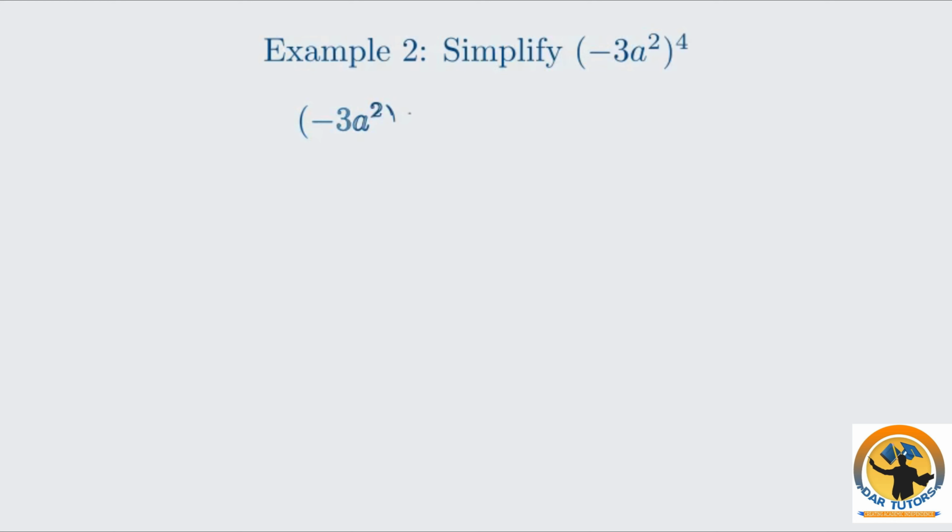Let's do one more example, involving negative bases and the power of a product law. Consider the expression negative 3 times a squared, all raised to the power of 4. Using the power of a product law, we can distribute the exponent 4 to each factor inside the parentheses. This gives us negative 3 to the power of 4 times a squared to the power of 4.